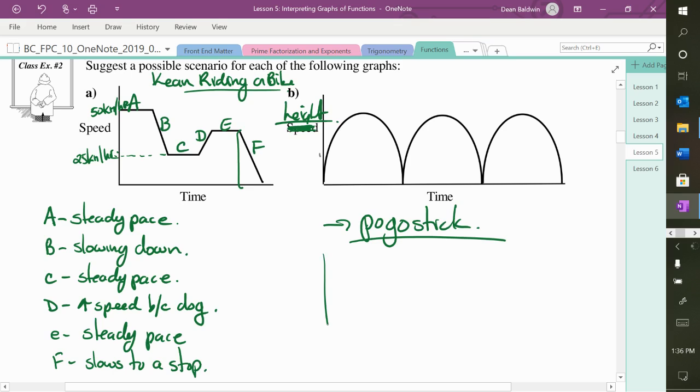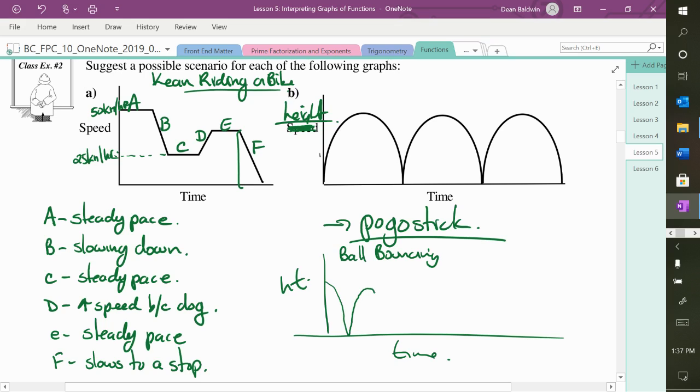What if you did, we'll draw a graph here, what if you did a ball bouncing? What would that look like? And this was height, and this was time. It would be high, right? You drop it, say you dropped it off a big building, and it went bounce, and then it would bounce up pretty close, and then less, and less, and less, and less.